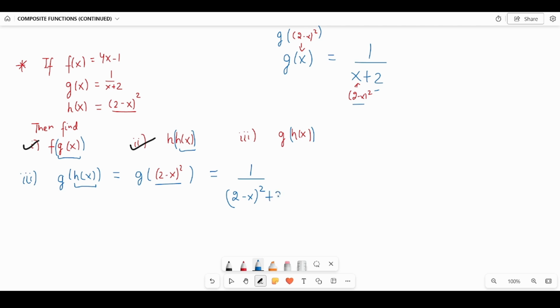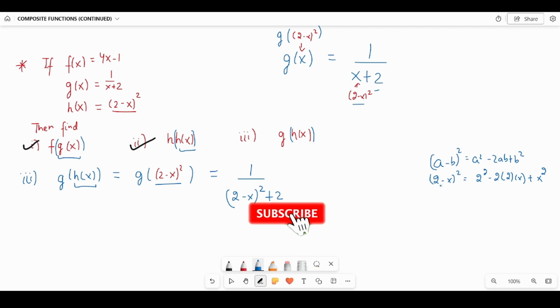Now we have already discussed in the previous part also that a minus b whole squared is equal to a squared minus 2ab plus b squared. I'm explaining that again here. So that will give us 2 minus x whole squared will be equal to 2 squared minus 2 times 2 times x plus x squared. All I have done here is replaced a with 2 and b with x. So we will get 4 minus 4x plus x squared.